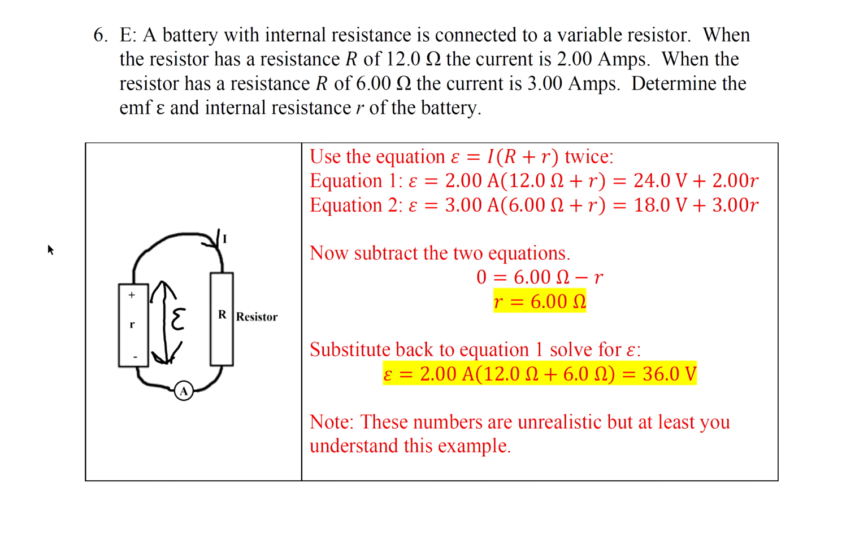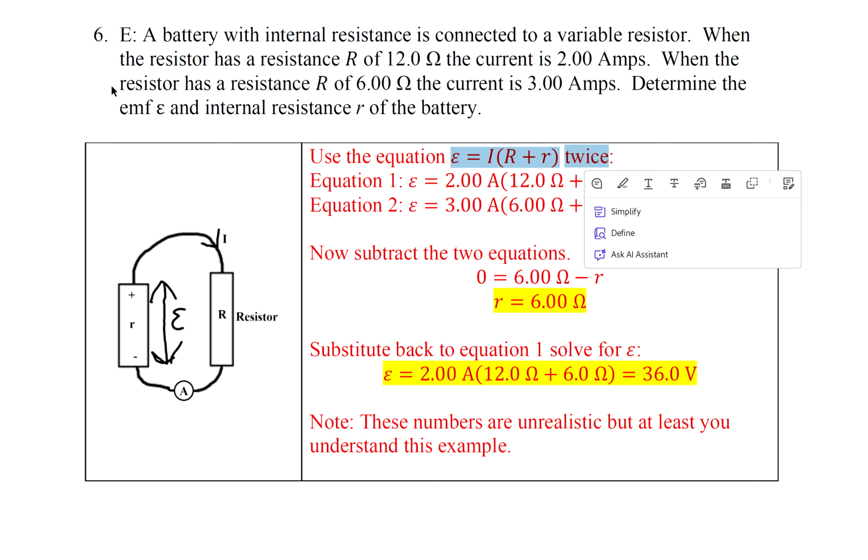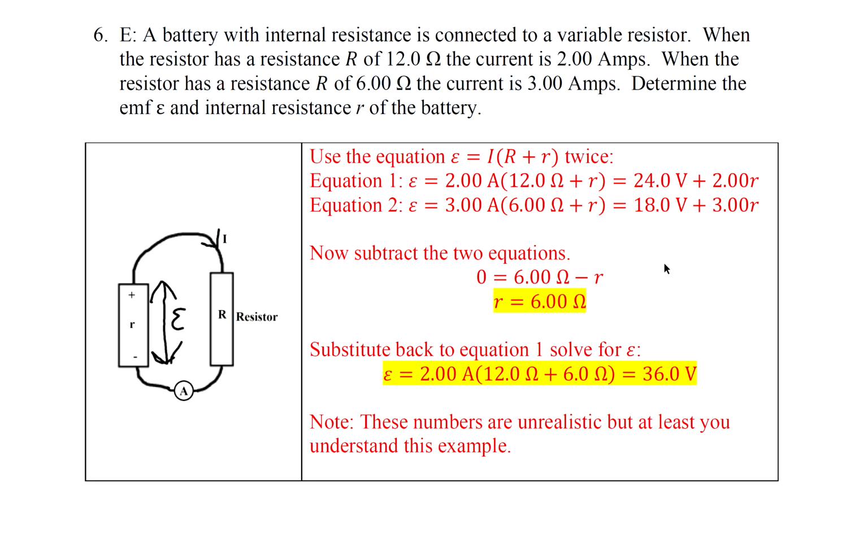Question 6. A battery with internal resistance is connected to a variable resistor. When the resistor has a resistance big R of 12 ohms, the current is 2 amps. When the resistor has a resistance of 6 ohms, the current is 3 amps. Determine the EMF and the internal resistance little r of the battery. So they gave us two conditions. They gave us the resistance and current of two situations. So we could use this equation twice. We're going to have two equations and two unknowns. And we could solve for little r. Then we could substitute back to solve for EMF.